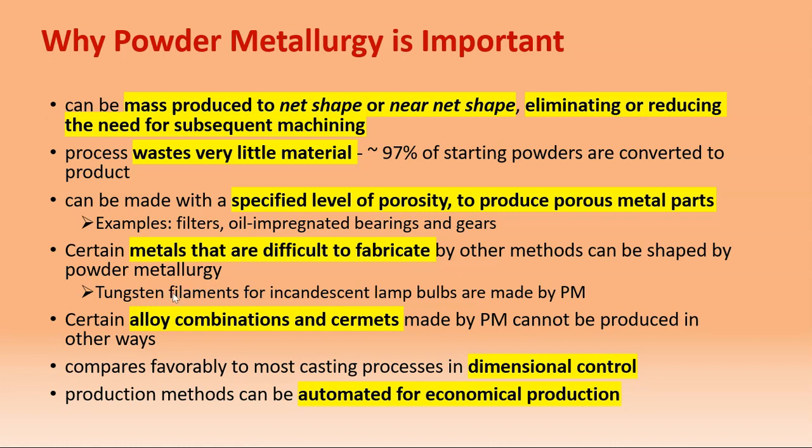For example, tungsten filament. So the best is to use powder metallurgy. And certain combinations of alloy or cement can be made by powder metallurgy. And also it can control the dimension, and also it can be automated for economical production. Okay, let's watch the video on powder metallurgy.